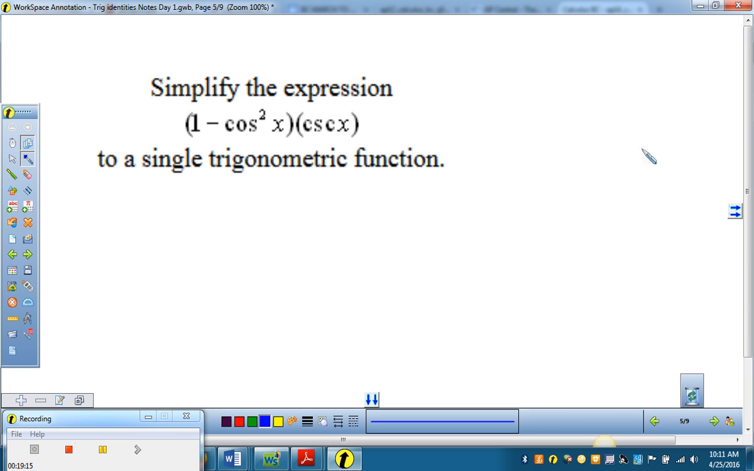So now, we're going to simplify the expression to a single trigonometric function. That means I just want 1 sine, or 1 cosine, or 1 secant. Give yourself a direction, simplify, and write down the problem, please. Keep your table right next to you.